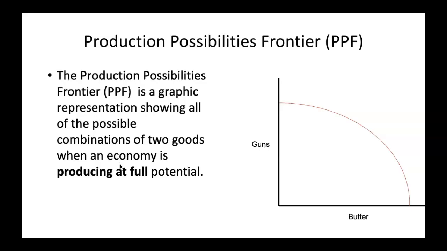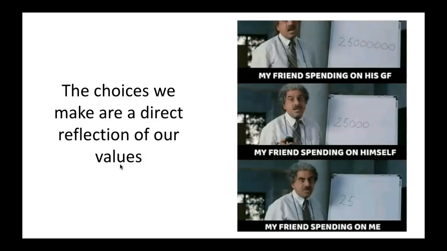So we also want to keep in mind that these decisions that the production possibilities frontier represents are ultimately a direct reflection of our values. All the decisions that we make are a reflection of our values, what we consider to be important, what we consider to be essential. So we can use this meme as an example.